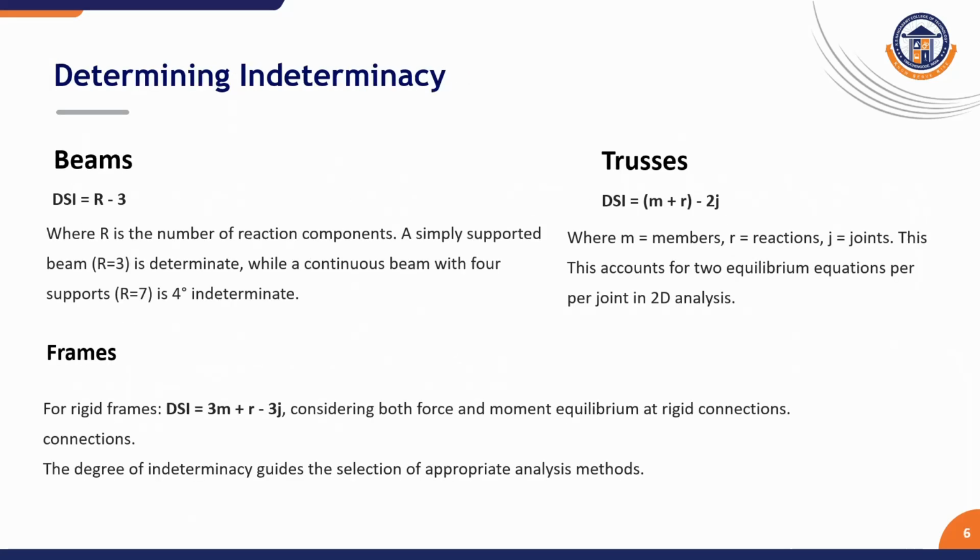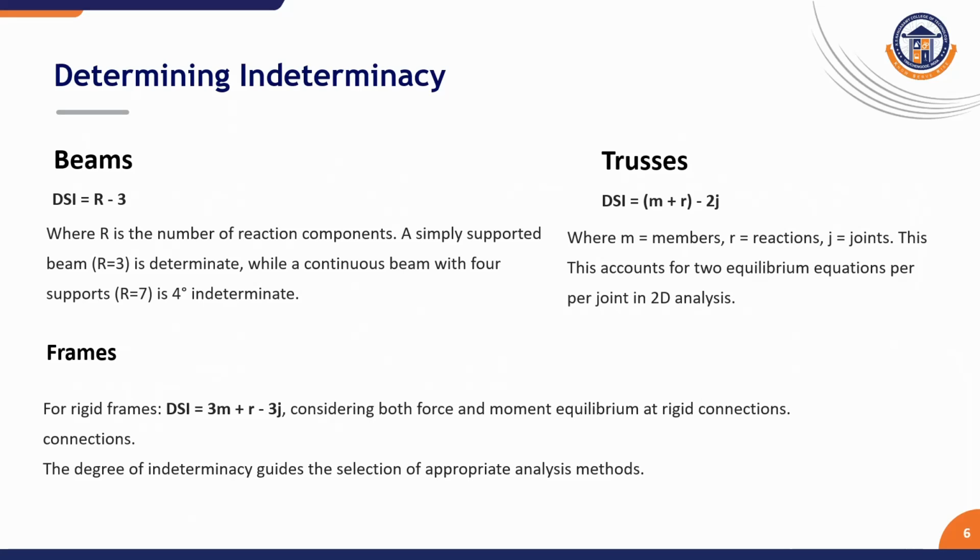Determining the indeterminacy. Now let us see how indeterminacy is calculated for the different structures. For beams, the degree of static indeterminacy is calculated as capital R minus 3, where R is the number of reaction components. For a simply supported beam, capital R is 3, hence it is determinate. For a continuous beam with multiple supports, capital R is greater than 3, making it indeterminate.